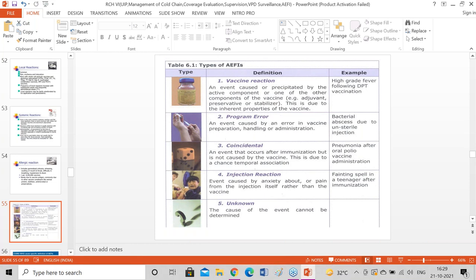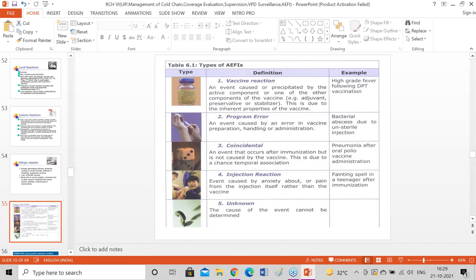Coincidental: an event that occurs after immunization but is not caused by the vaccine. This is due to a chance temporal association. Just because it occurs following immunization, we say that it is due to immunization, but it is not, and it is a purely coincidental event.